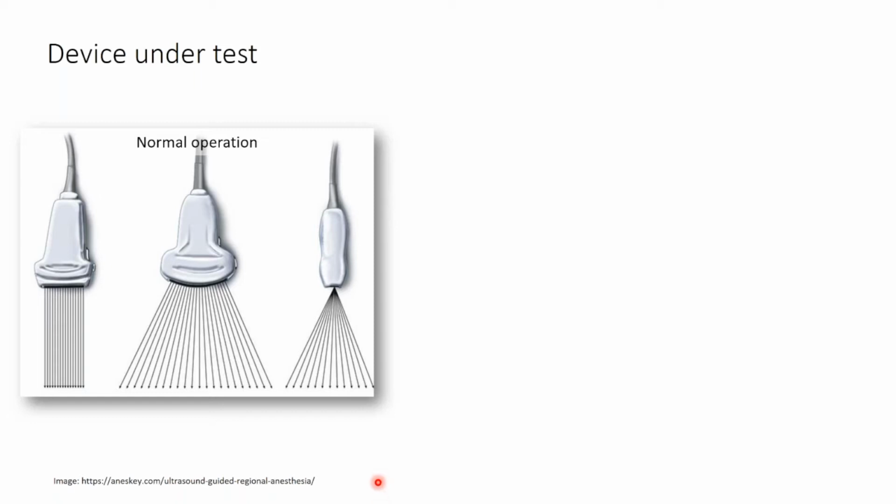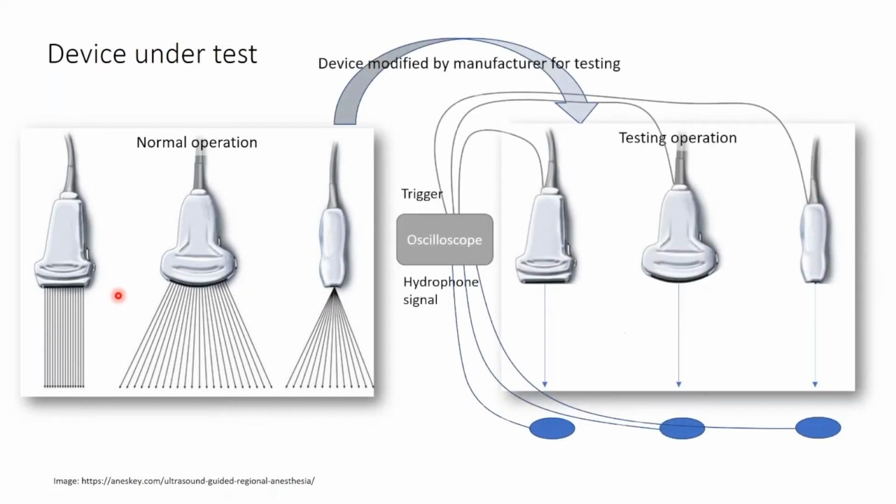So the first thing to understand is that we take a normal ultrasound probe like the one shown here. We have a linear probe, a curvilinear probe, and a phased array, and they all transmit successive beams, and that's how they build up a two-dimensional image. So here, each of these lines represents one of the transmits, and they're made in quick succession. We take a device like that, and we have the manufacturer modify it for us to facilitate testing.